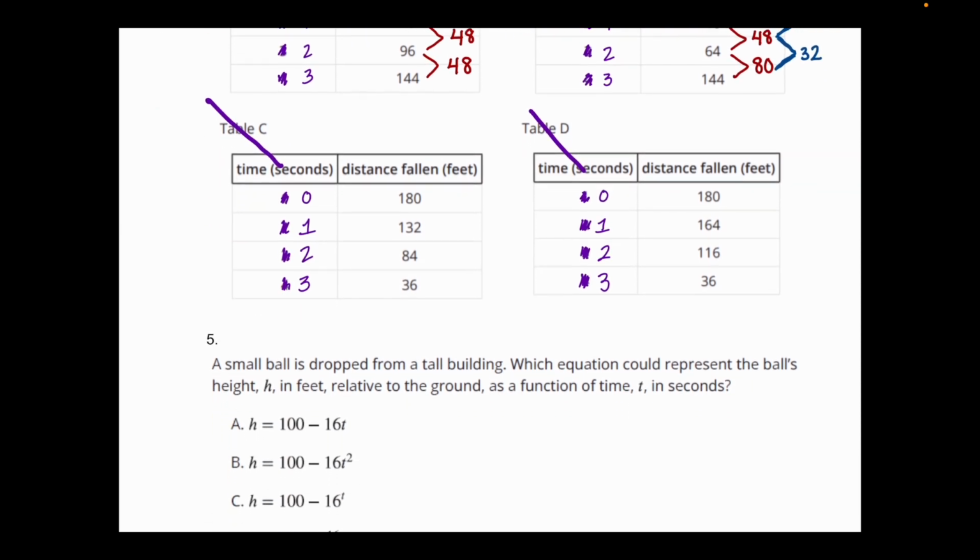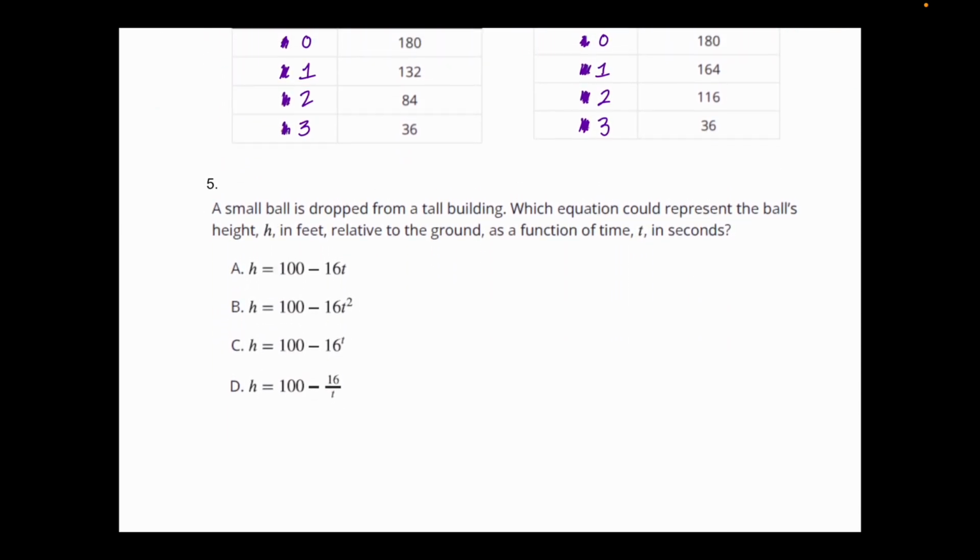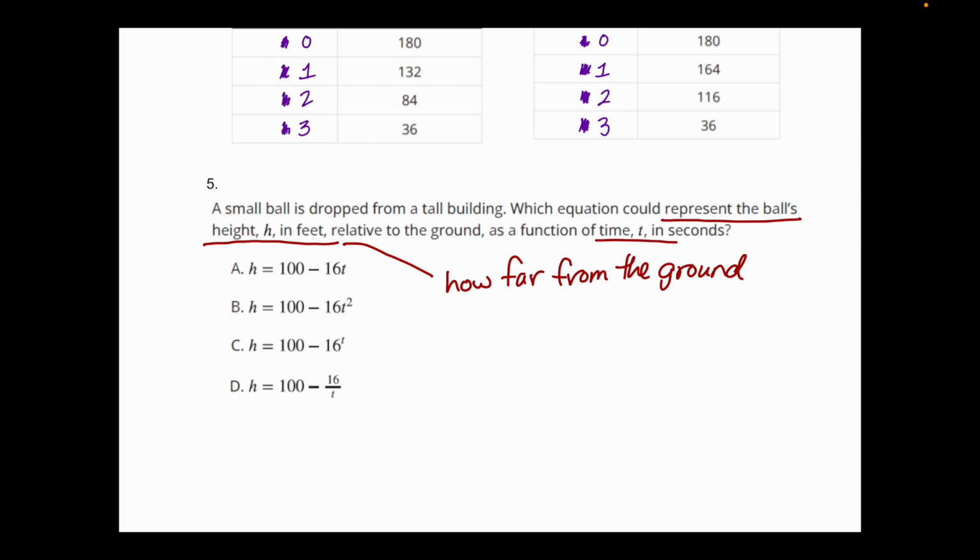So that's question 4. We're going to look at one last question here, and then we'll be done. So question 5 says a small ball is dropped from a tall building. Which equation could represent the ball's height in feet relative to the ground? So we want representing the ball's height h in feet. So that means how far from the ground. And this is as a function of time t in seconds.